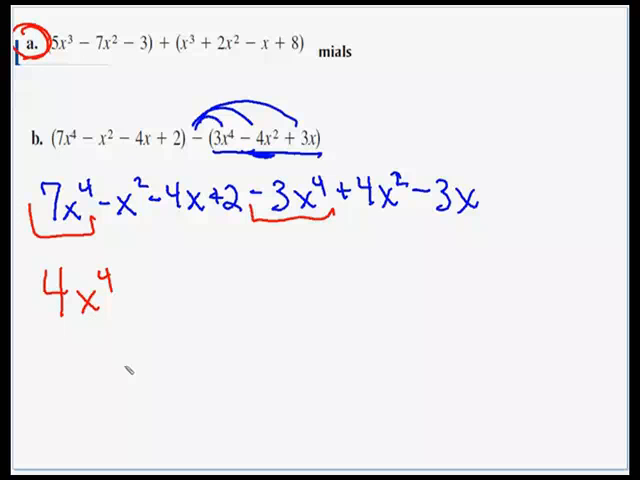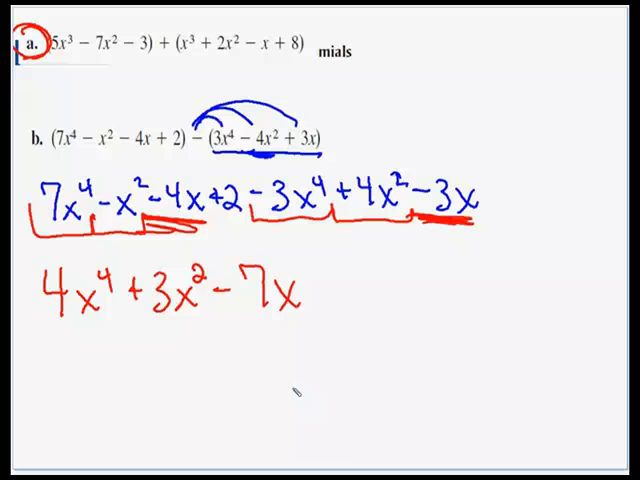x to the fourth. There are no x to the third powers, so we move on to x squared. Minus 1x squared plus 4x squared is plus 3x squared. And we have a minus 4x and a minus 3x, so of course we have a minus 7x when we combine them. And then here we just have our one constant from our first polynomial. We tack on our plus 2.